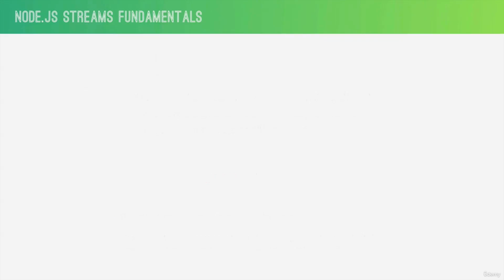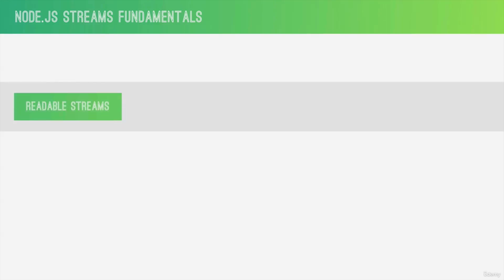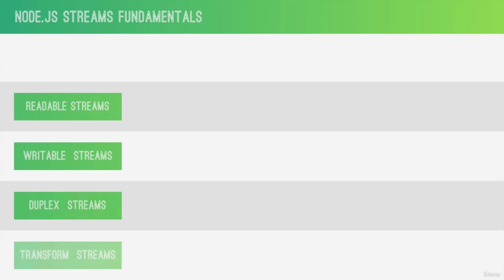Okay, so now that we know what streams are, let's talk a little bit about how they are implemented in Node.js. So in Node, there are 4 fundamental types of streams: readable streams, writable streams, duplex streams, and transform streams. But the readable and writable ones are the most important ones, and so we're going to focus more on these two. So readable streams are the ones from which we can read. We can consume data. Makes sense, right?